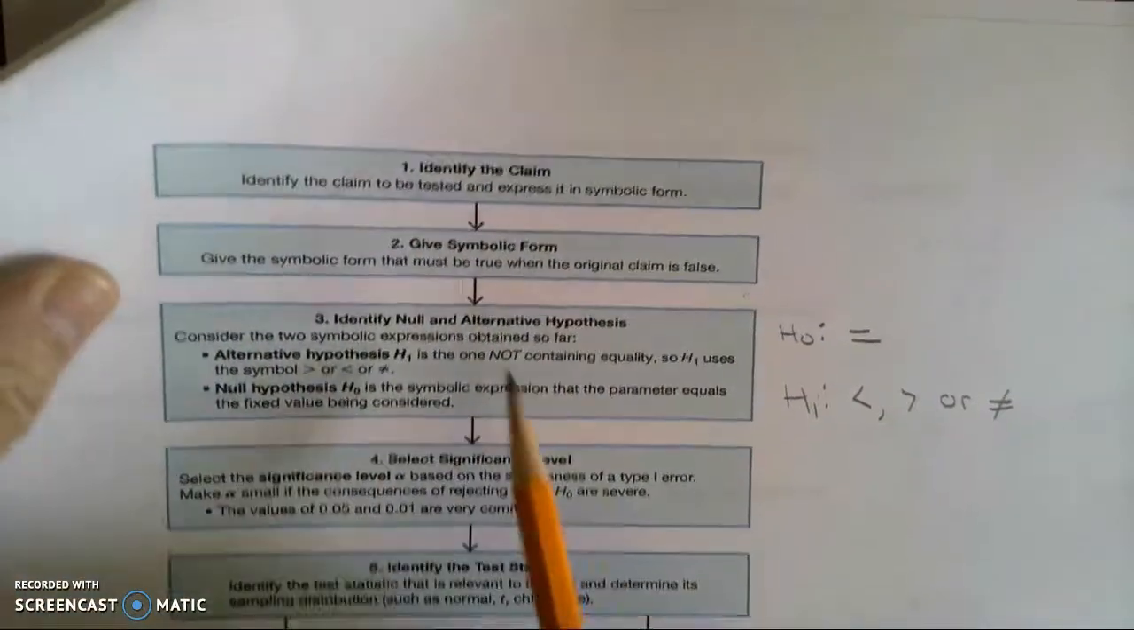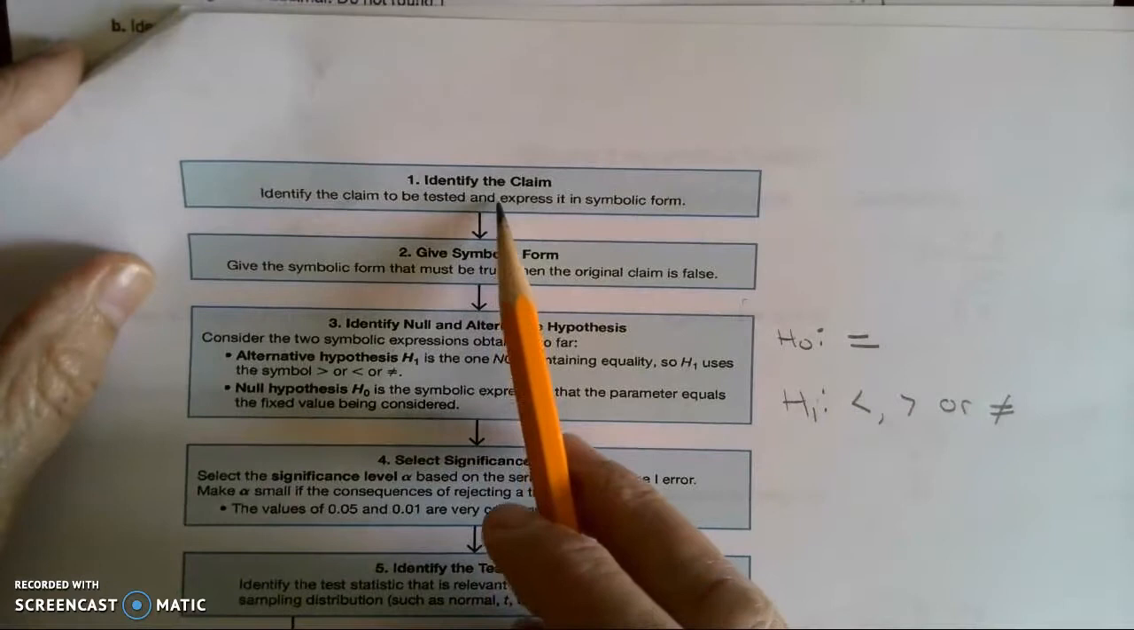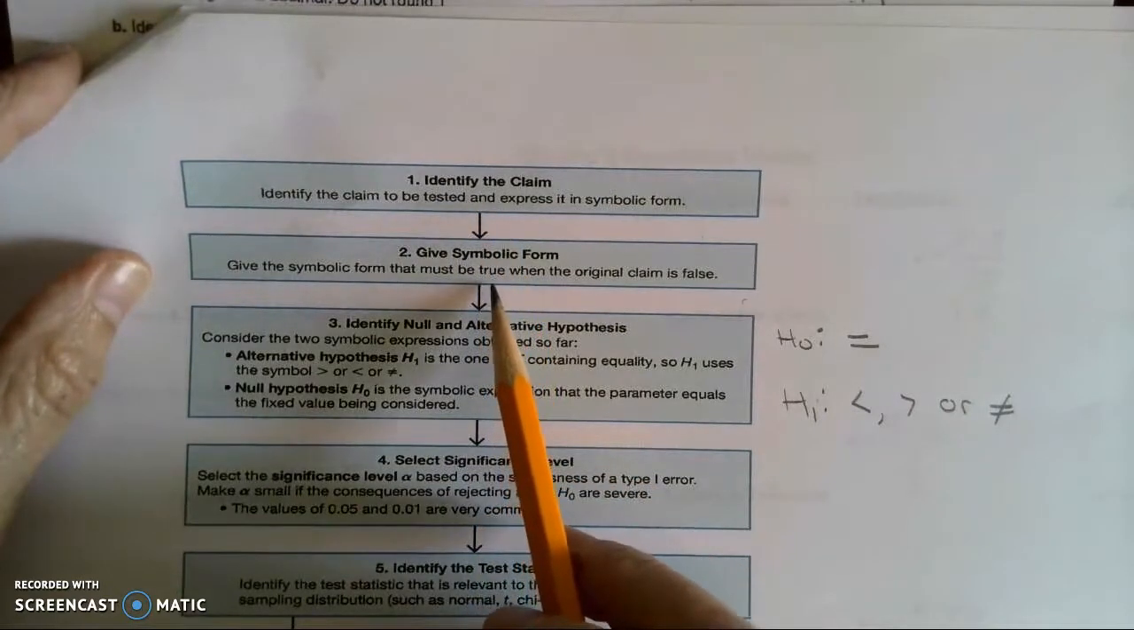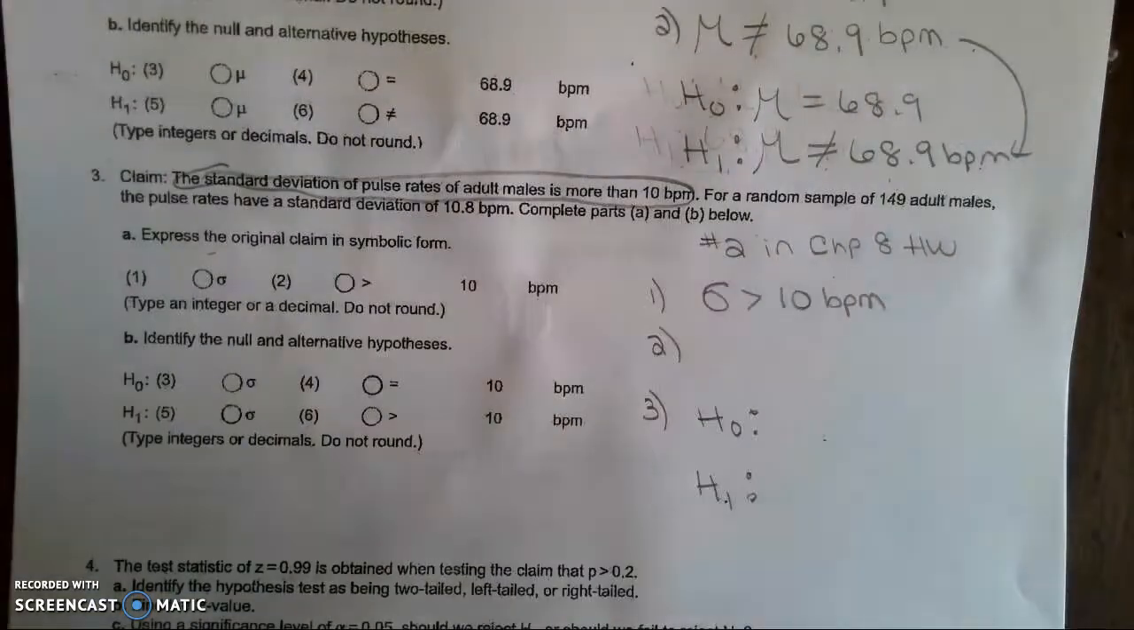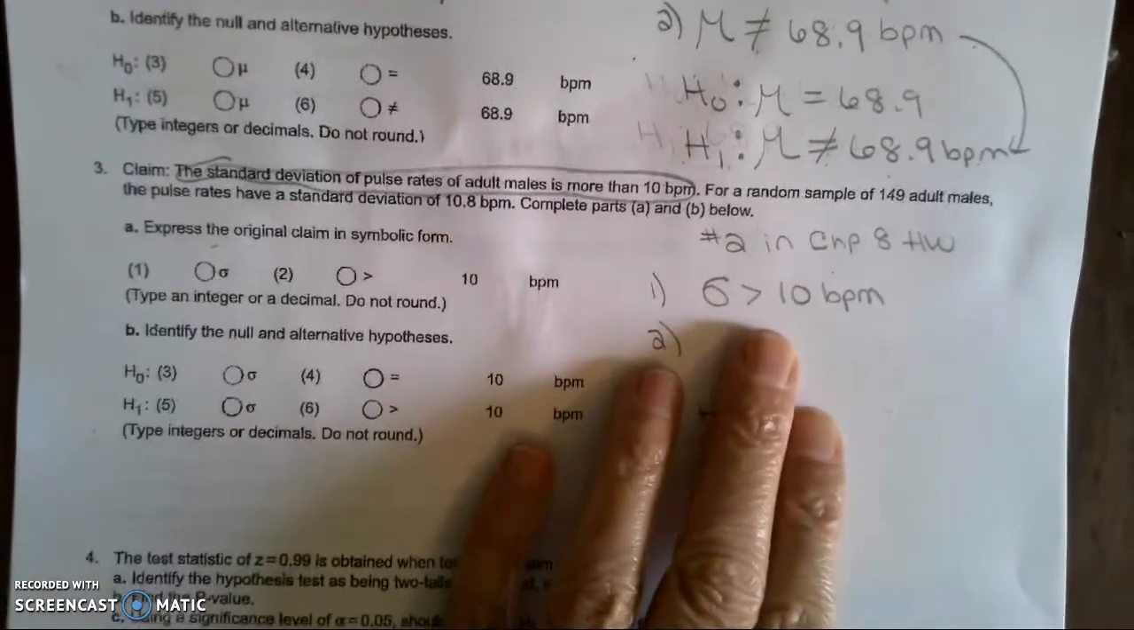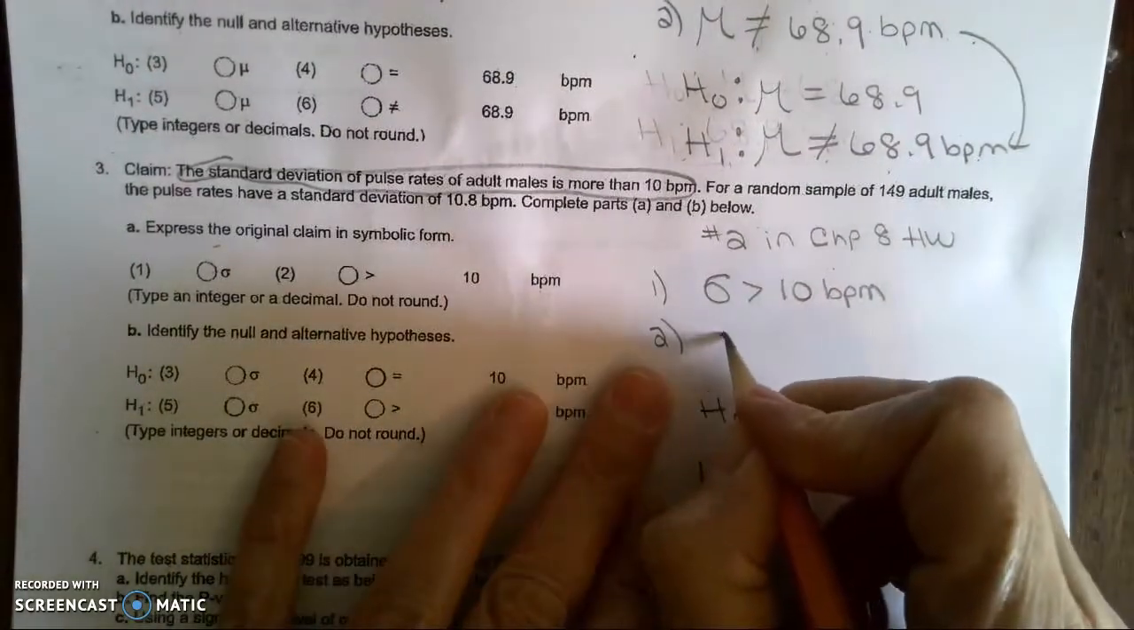Okay, now we're going to do step 2. Step 2 is give the symbolic form of what must be true when the claim is false. So, in other words, what's the opposite of greater than 10? That would be less than or equal to 10.